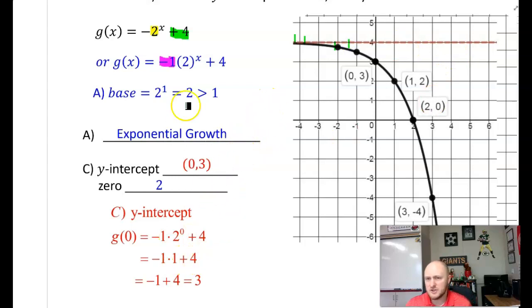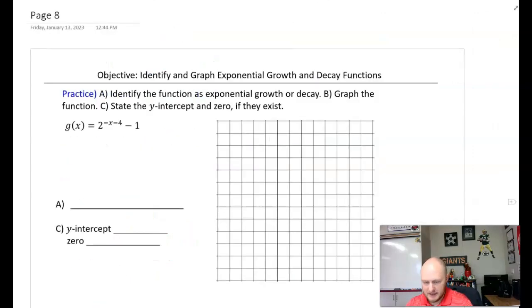And we just used those key points from what I call the pseudo-origin. So our pseudo-origin would be (0, 4) right here. And I just graphed the rest of the other points from that location. Okay, so there is the graph. Our y-intercept, that was one of the key points, (0, 3), and we did intersect the x-axis in this location at 2. Okay, here is another example.